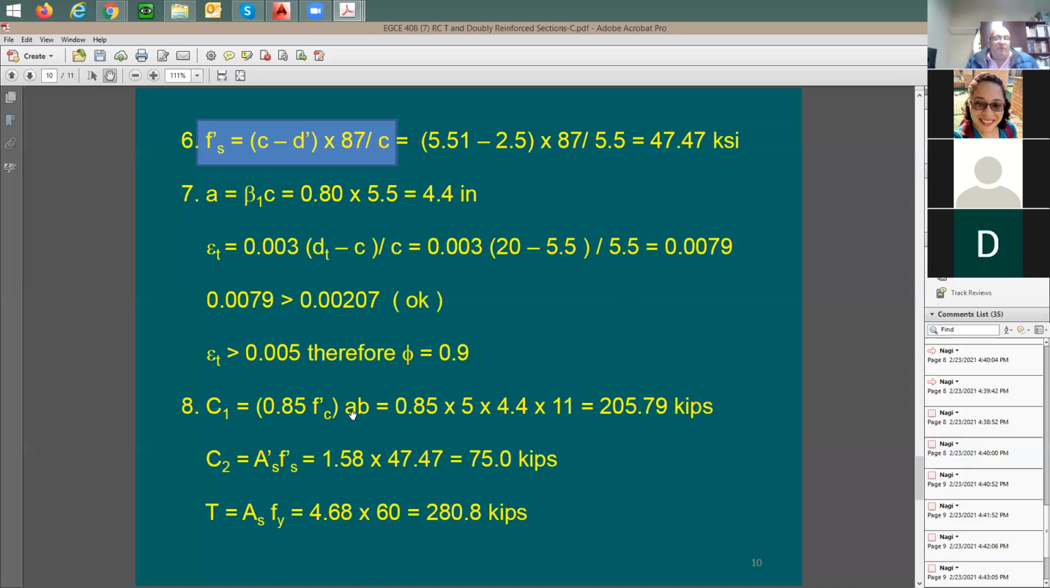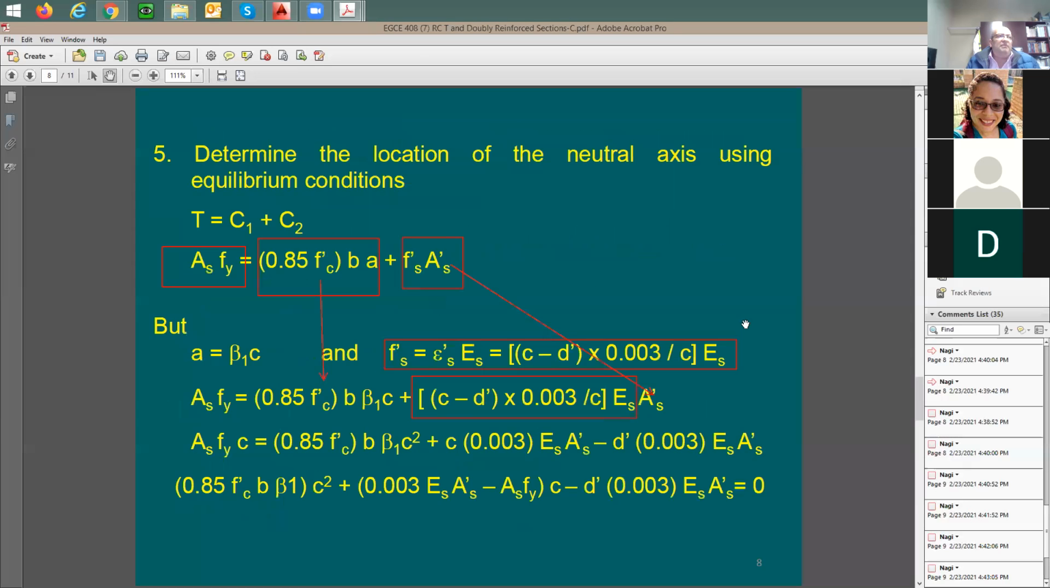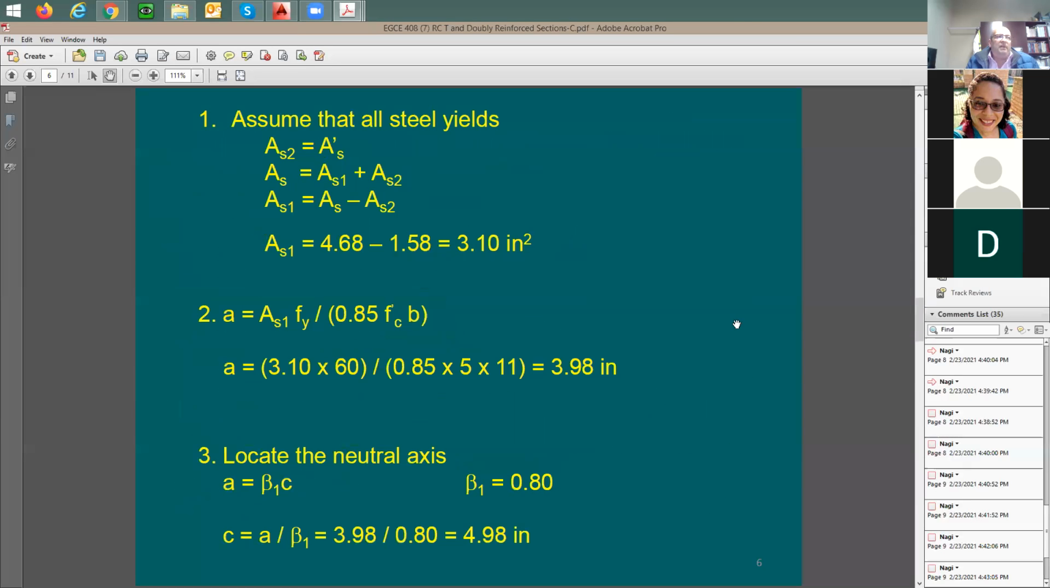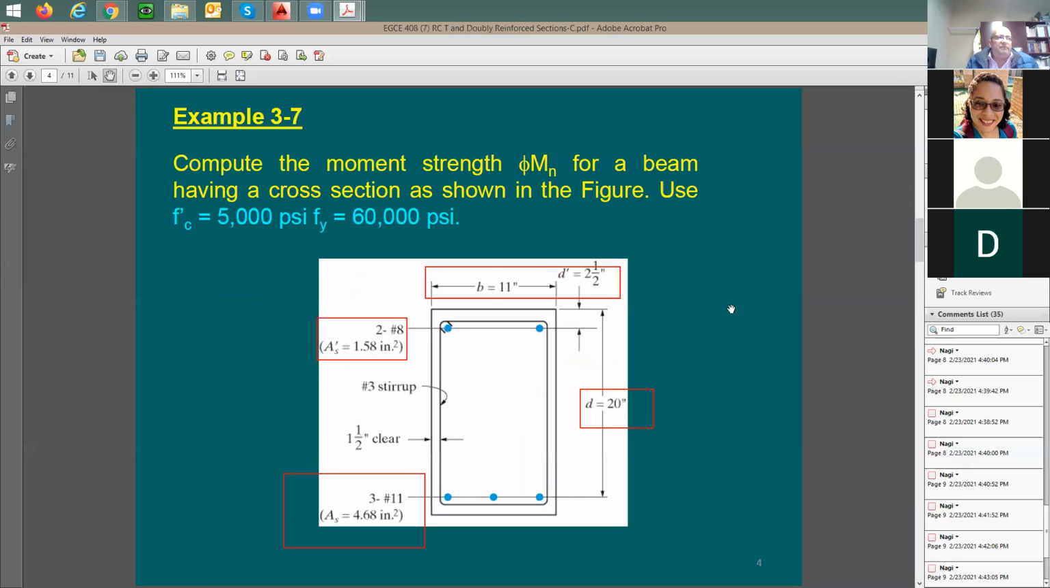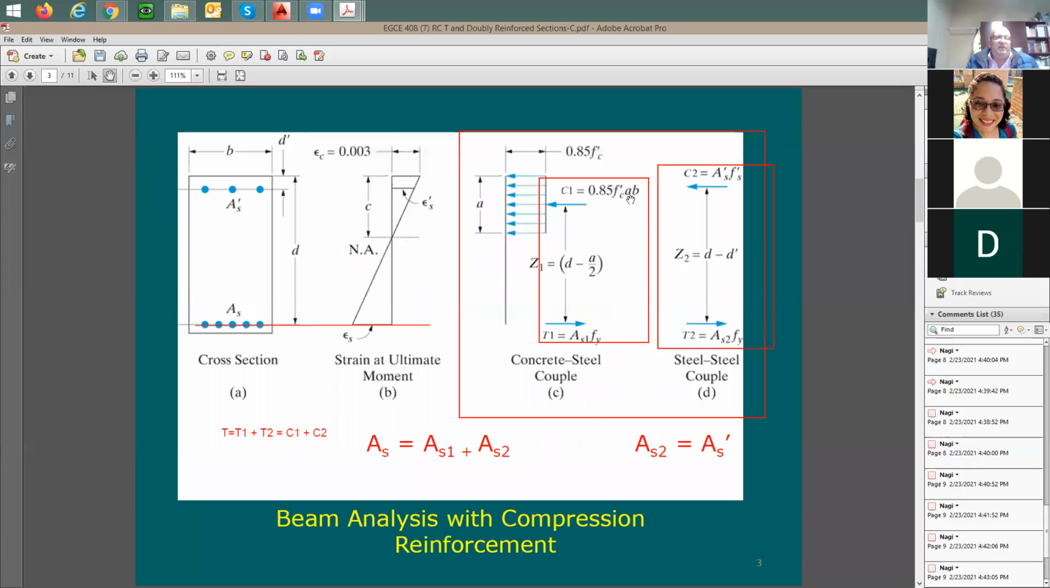Now I guess I should be able to find out C1, C2, and T. Now where are these equations coming from? Let me go back here to slide number 10 and look at my equations. Where is C1? 0.85 f'c a b. Where is C2? As prime times Fs prime, now the new value, which is 47 and a fraction KSI. How about the tension force? I'm going to say equals As times Fy, because I know that the bottom steel is yielding.